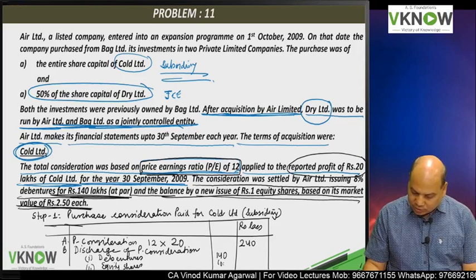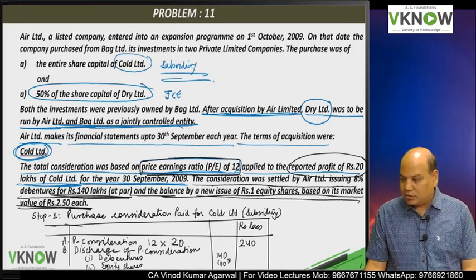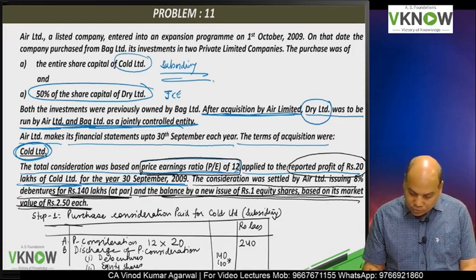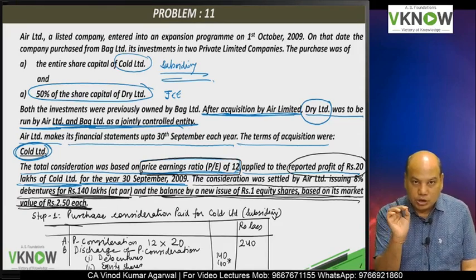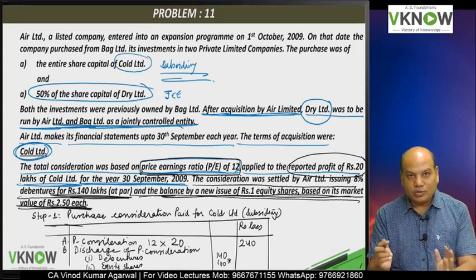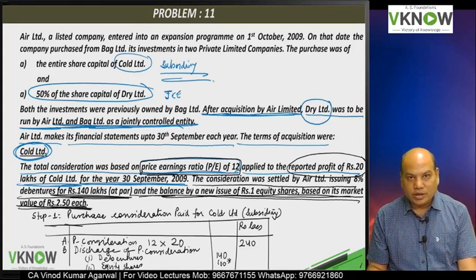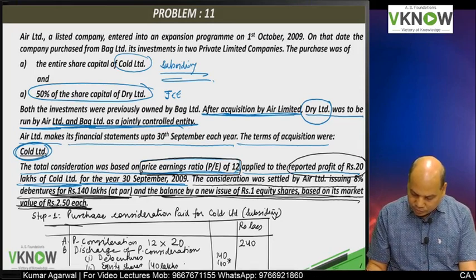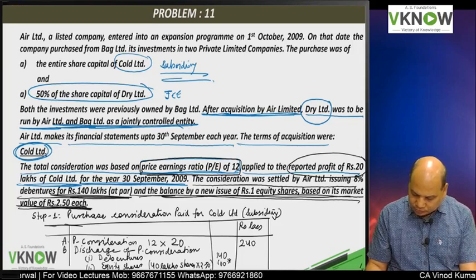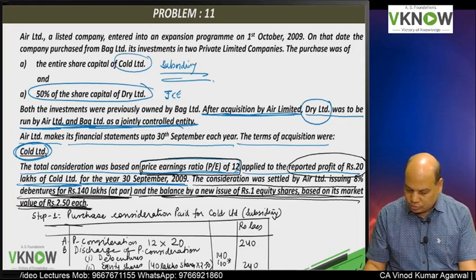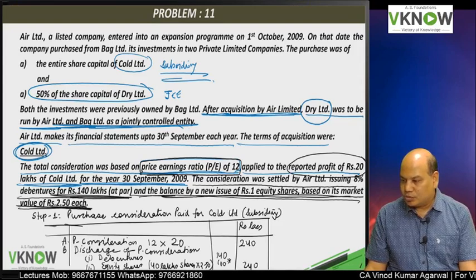for the balance amount 100 lakh. 100 is the balancing figure, 240 minus 140, and the issue price is 2.50 each. So you take 100 divided by 2.50, 40 lakh shares into 2.50. So the total comes to 240 lakh.